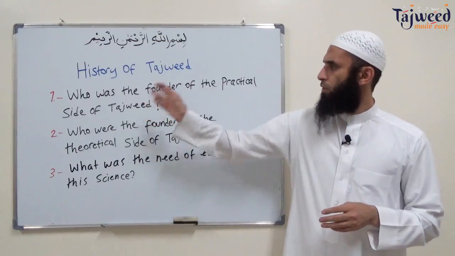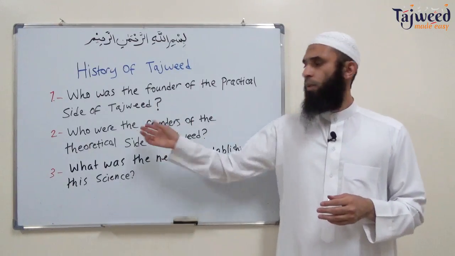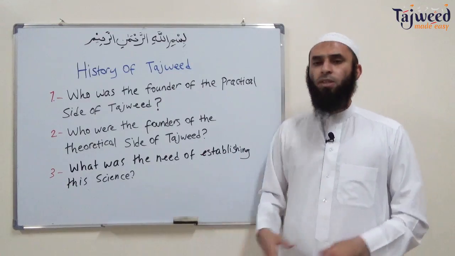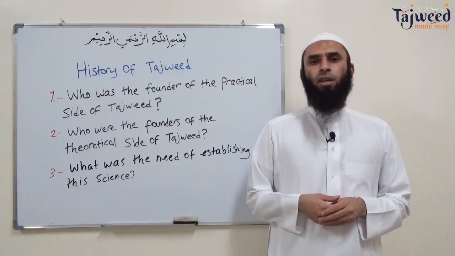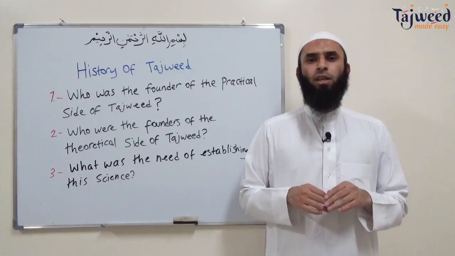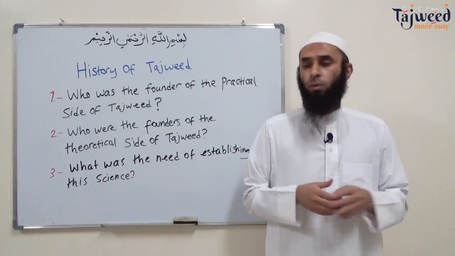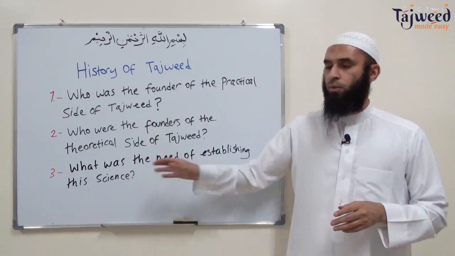So the answer to the first question is the Prophet ﷺ. Second, Al-Khalil and Abu Aswad al-Du'ali. And the third one is to protect the Quran from being distorted, okay, because the Quran is perfect. Because the Quran is perfect, it should be recited in the way it was revealed. So this is the answer to the third question.